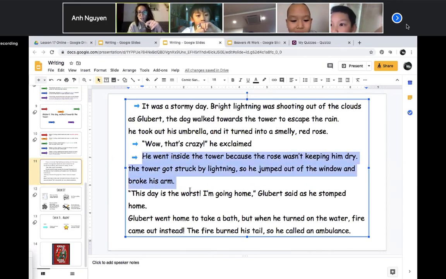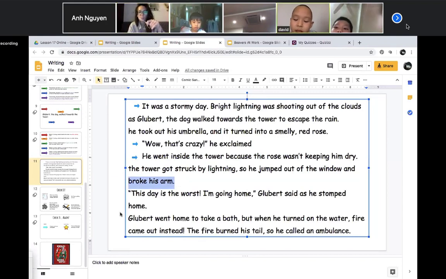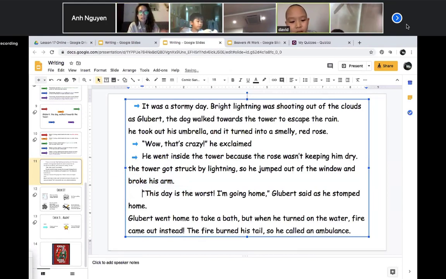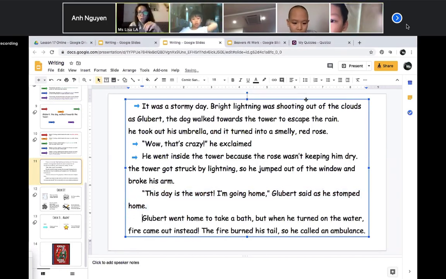So this paragraph finishes after arm. Where's our new paragraph? This day is the worst day. Okay, so we need to indent there. Okay, Alex, what's our next paragraph? He stumbled home. It's the end of the... That's the end. Where's the beginning of the next one? Bluebird went home to take a bath.